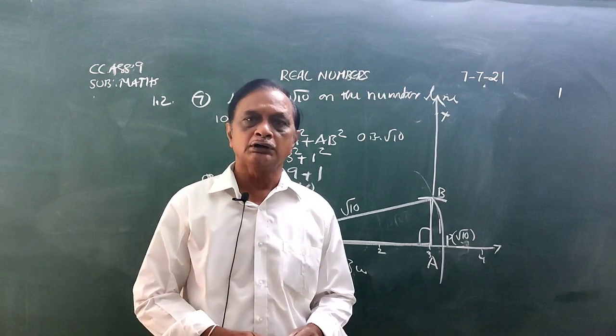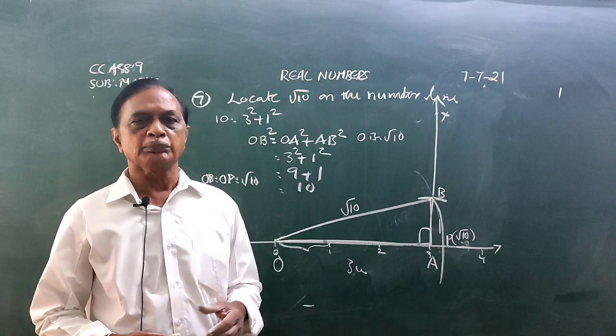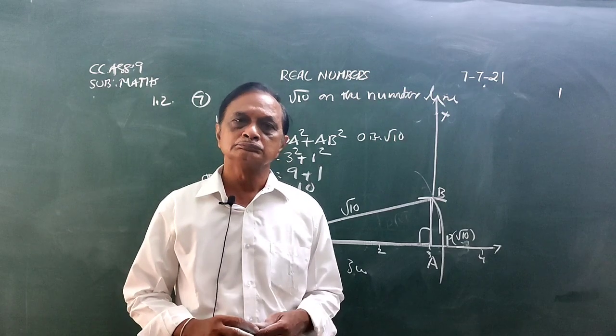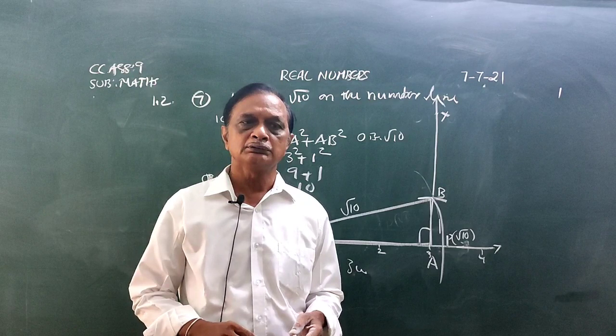So far we have studied how to represent root 2, root 5, root 10 on the number line, and you have one more example in the same, how to represent root 3 on the number line also. So we will learn the same thing in the next class.